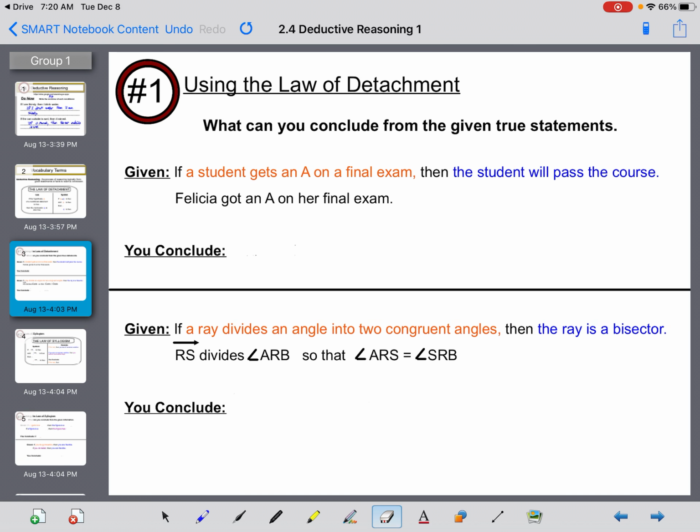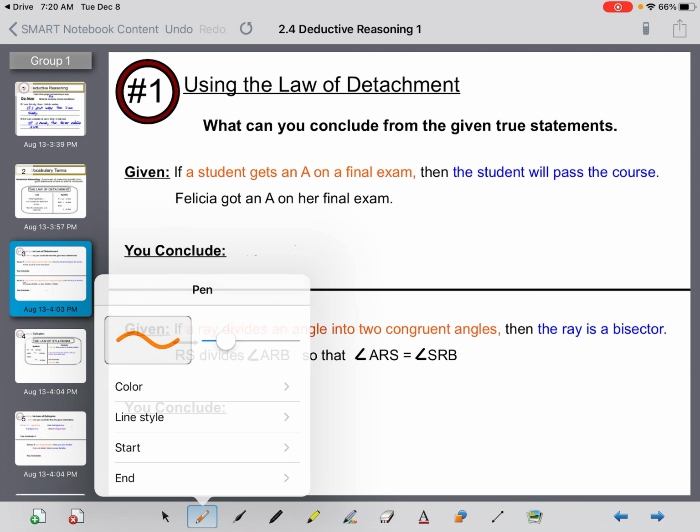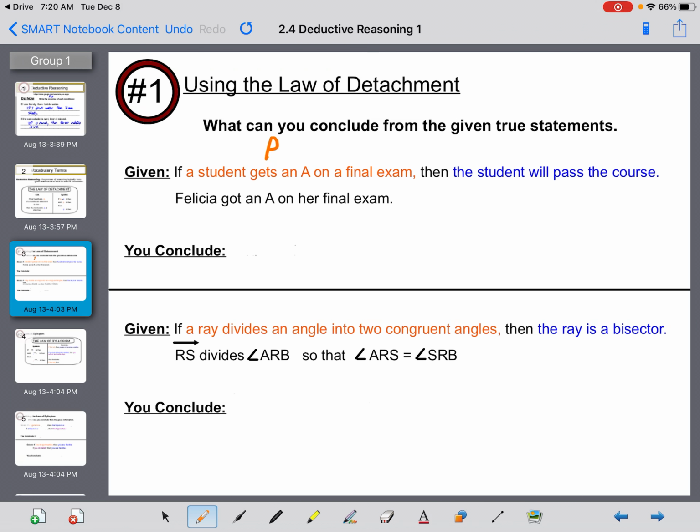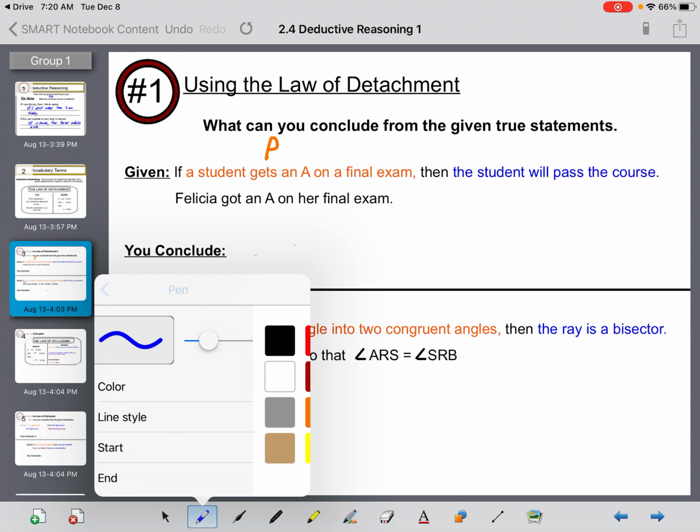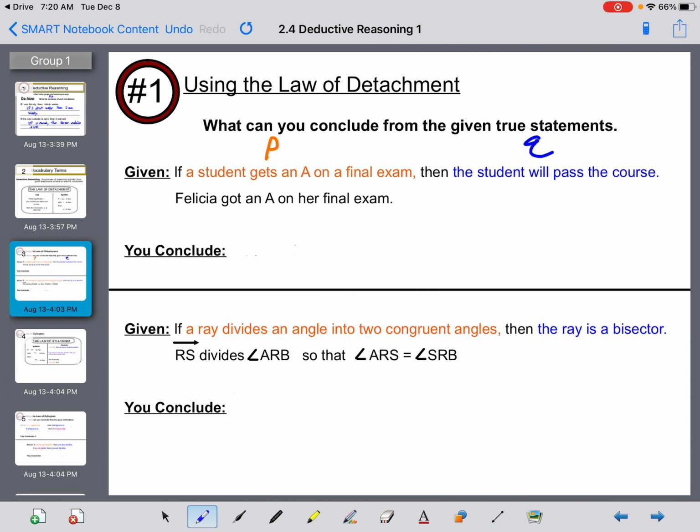So using that law of detachment, okay, what can we conclude from the given true statements? Given: if a student gets an A on a final exam, then the student will pass the course. Well, if we take a look here, P, or our hypothesis, is if a student gets an A on the exam. The conclusion Q is the student will pass the course. And then the bit of information they give us is Felicia got an A on her final exam. Well, what can we conclude? If Felicia got an A on the final exam, then what happens to Felicia? We can conclude that she will pass the course.